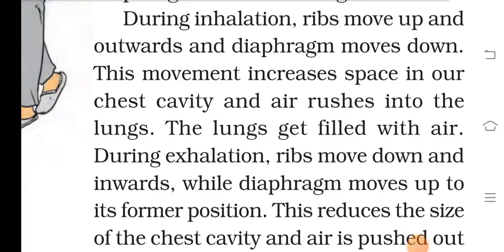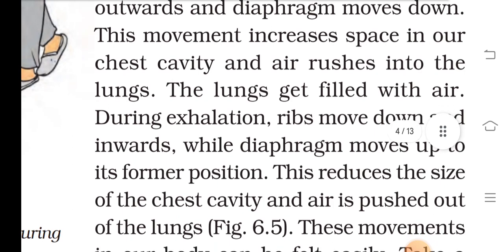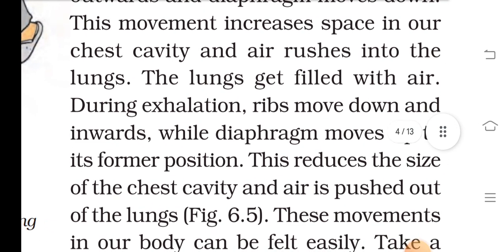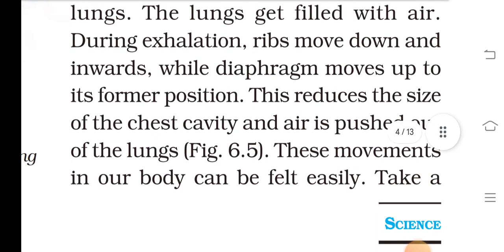Ribs move up and outwards, and the diaphragm moves down. This movement increases space in our chest cavity, and air rushes into the lungs. The lungs get filled with air during inhalation.